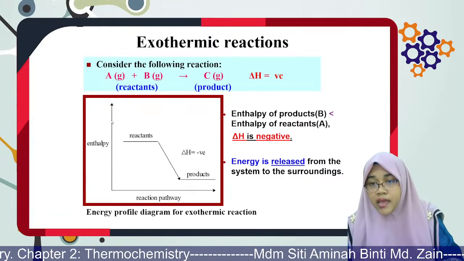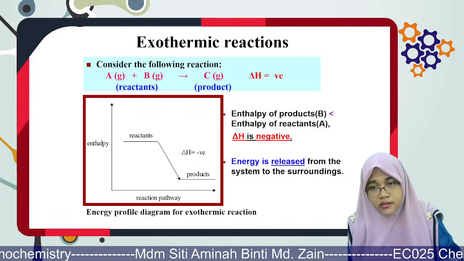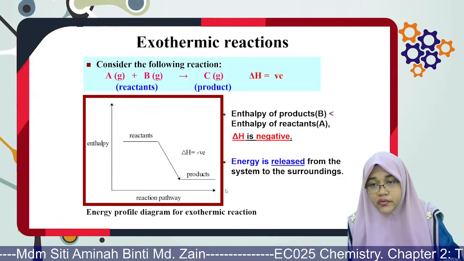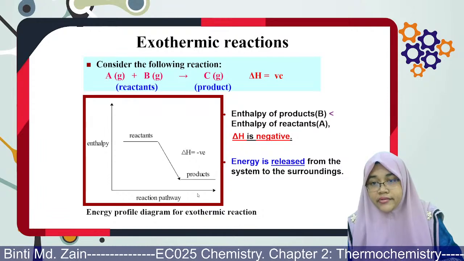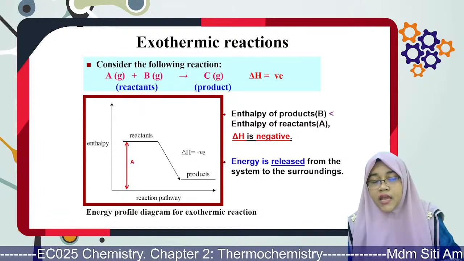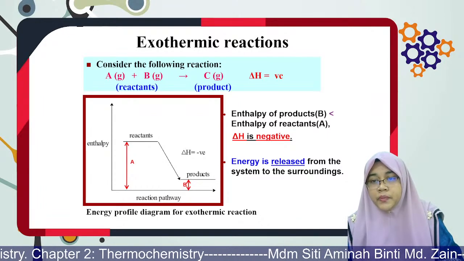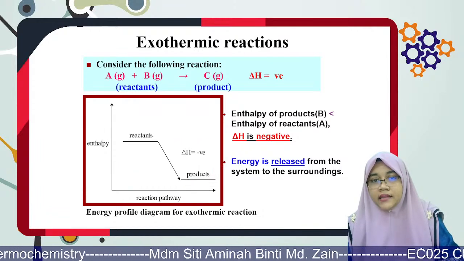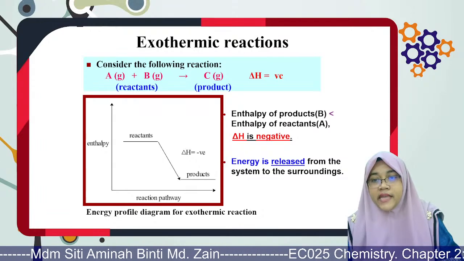The y-axis is enthalpy, or sometimes we can replace it with heat, and the x-axis is the reaction pathway or reaction progress. This A shows the enthalpy of the reactant. This B shows the enthalpy of the product, and the difference is the enthalpy of reaction.